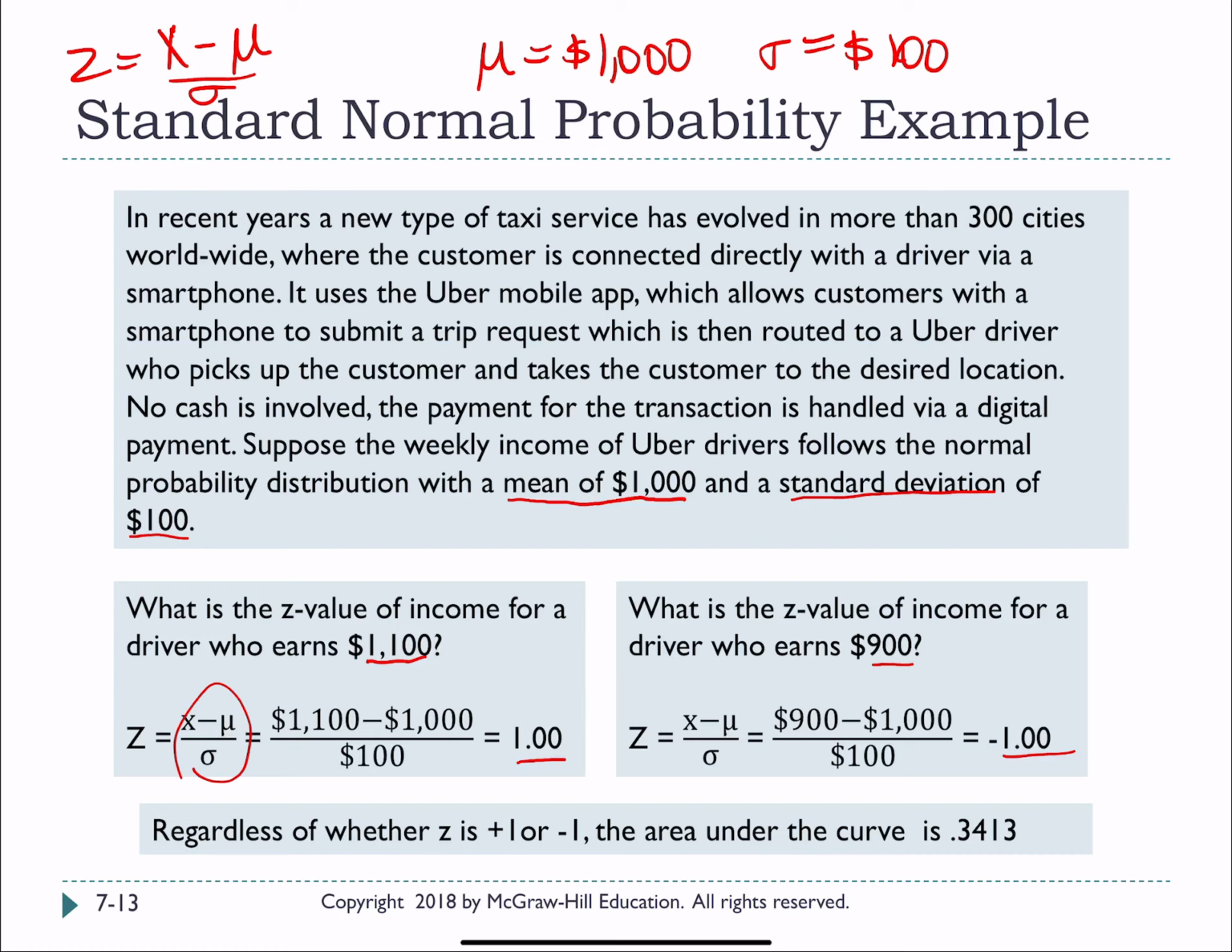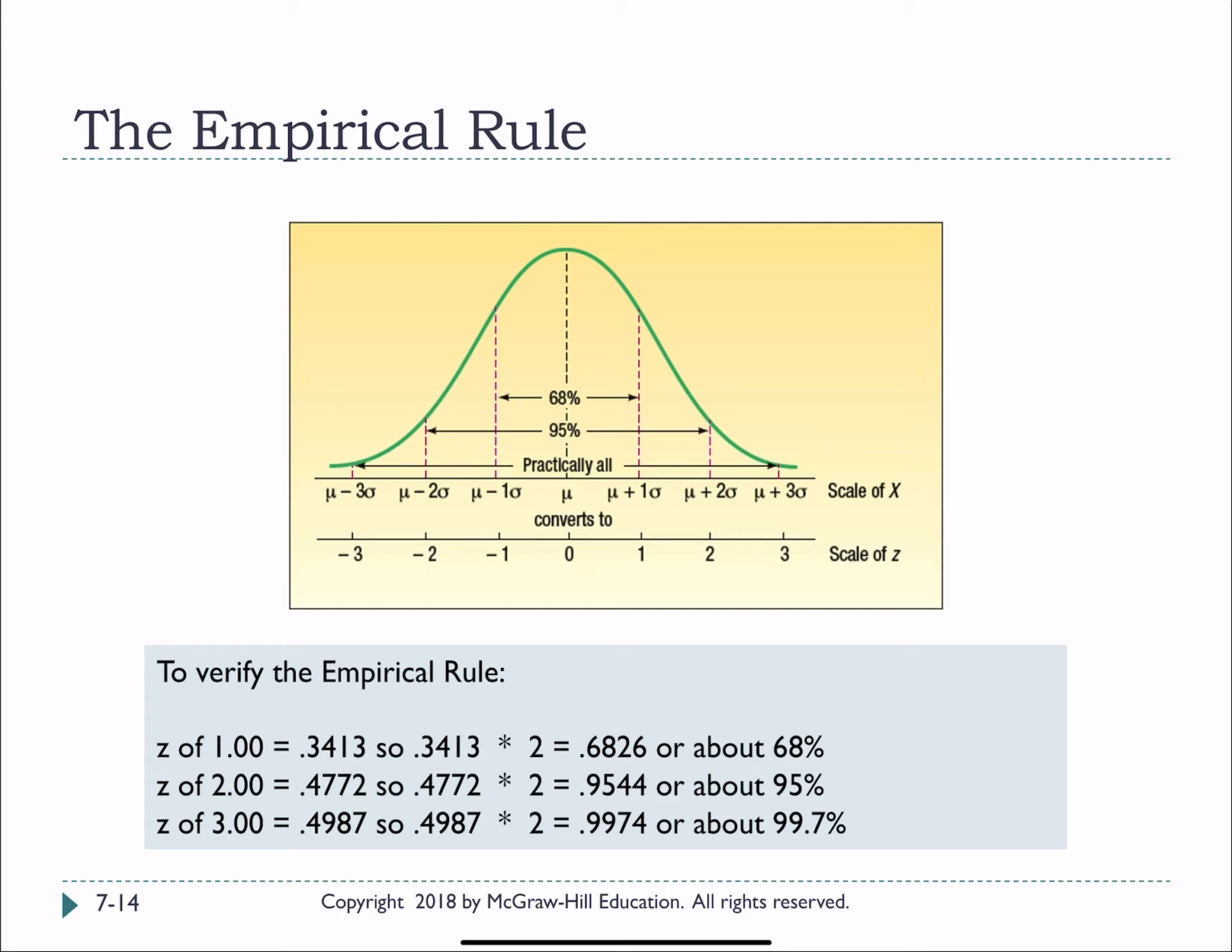With chart B3, you only have positive z-values. So if you get a negative, you use the same number. You would just look at 1.0 and find the area. But a negative z-score indicates that area is to the left of our mean, okay? So if we looked at a z-score of 1, you would find the area under the curve to the right or the left is 0.3413.